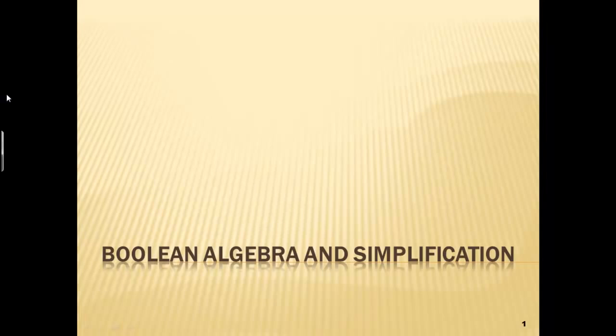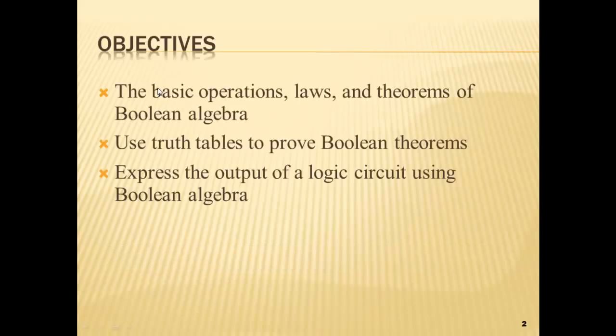We're going to start out this section of Boolean algebra and simplification with looking at all the different rules, laws, theorems, kind of go through the examples of solving Boolean equations. So we're going to look at the basic operations, laws, and theorems of Boolean algebra. We're going to use some truth tables to prove the Boolean theorems are true, that they actually did simplify correctly. And we need to be able to express our outputs for logic circuits using Boolean algebra.